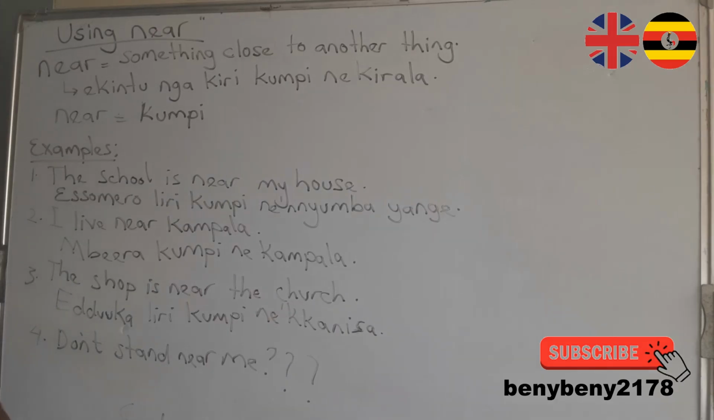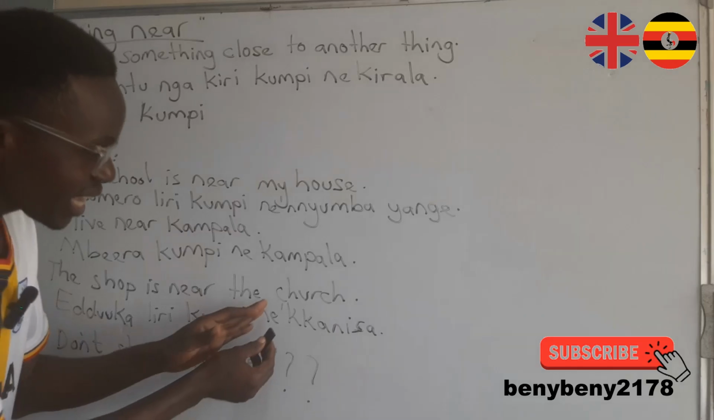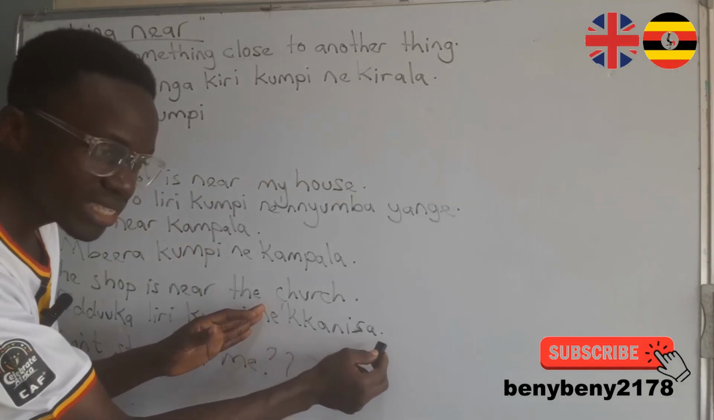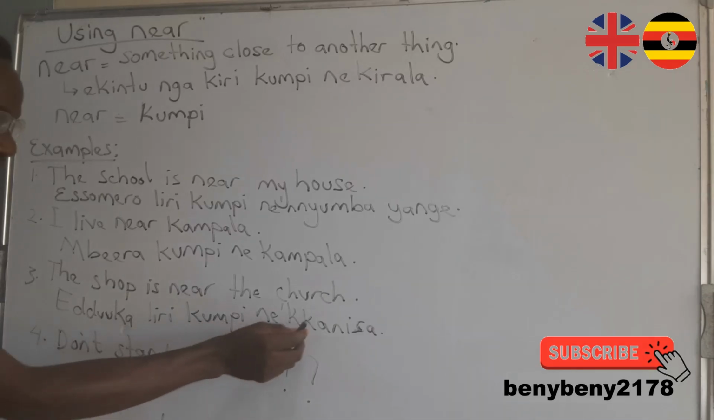Beautiful. The next example. The shop is near the church. One more time. The shop is near the church. So church in Luganda we call it a kanisa. A kanisa. That is church. And the shop in Luganda we call it a duka. Repeat that. A duka. Okay, so the shop is near the church. It's going to be a duka liri kumpi ne kanisa. Okay, a duka liri kumpi ne kanisa.